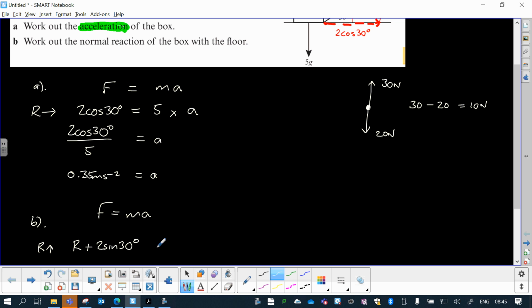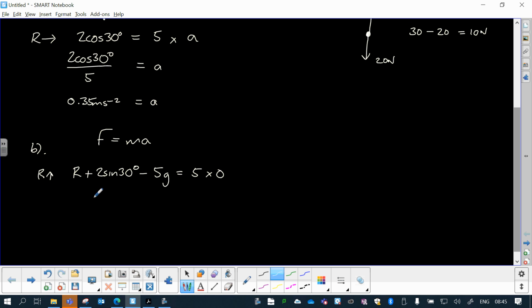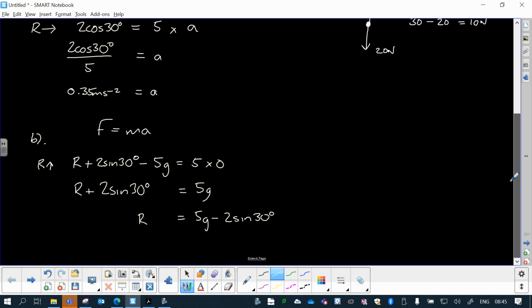Absolutely right. Okay. R plus 2 sine 30, and then I'm going to do minus 5g equals the 5 times 0, because it is F equals ma. All right. So we've got R plus 2 sine 30 then equals the 5g. And then R gives us 5g minus 2 sine 30, which should come out at 48 newtons.